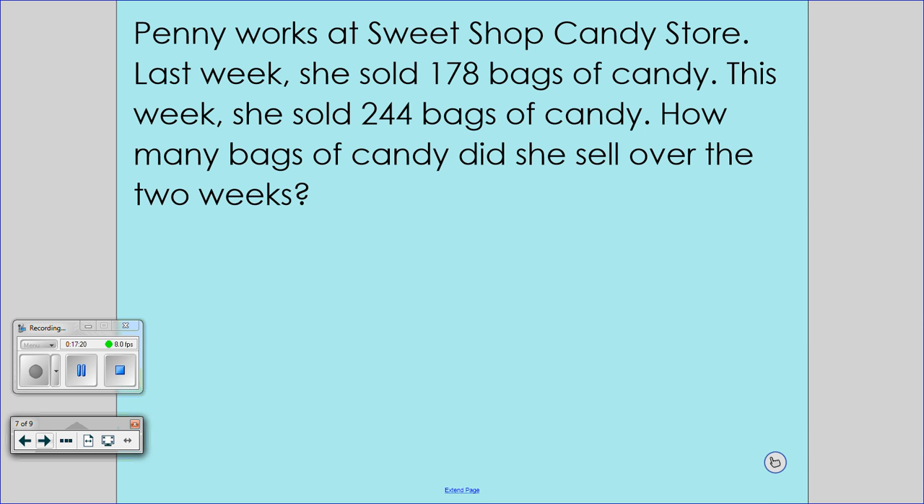Do we have parts, or do we have a total amount? Do we know the total amount of candy she sold? No. So we have parts. So if I have parts, part plus part equals whole, and I don't have this, but I have these two, is it going to be an addition or a subtraction problem? Addition. Let's go ahead and write it.